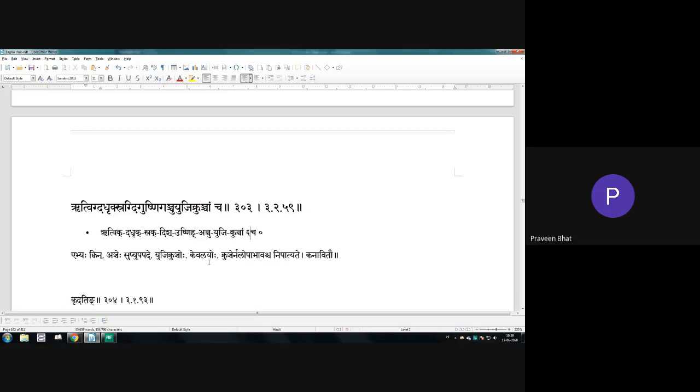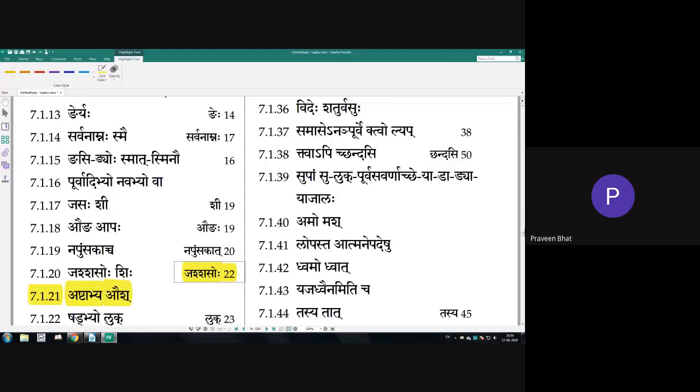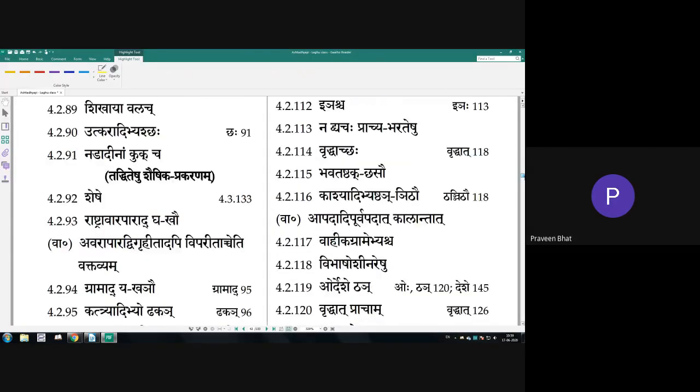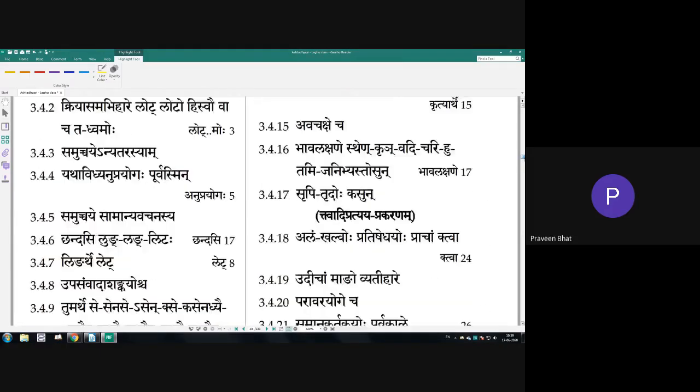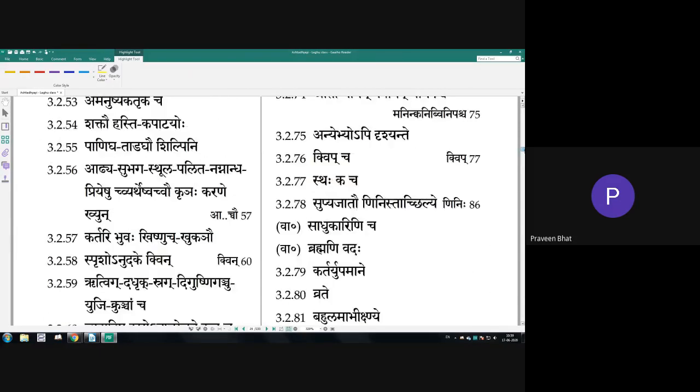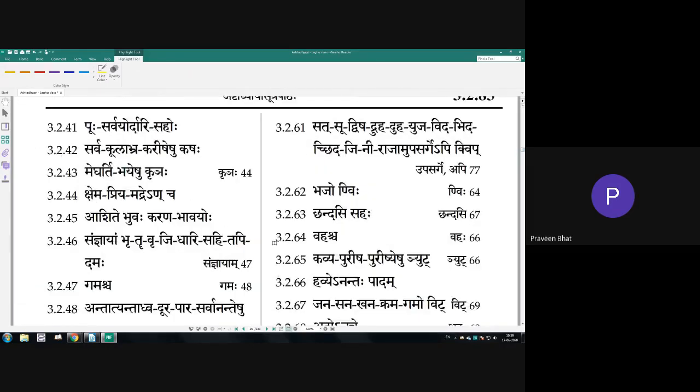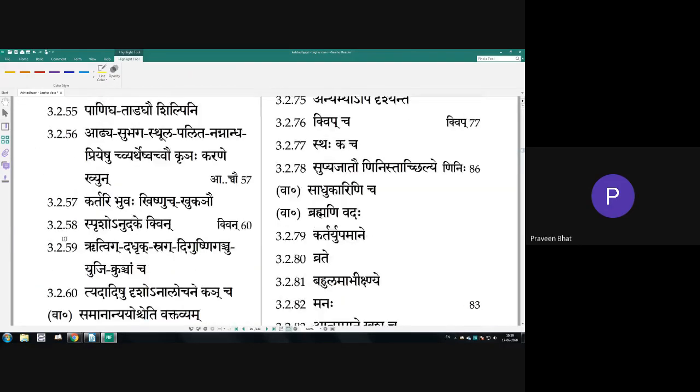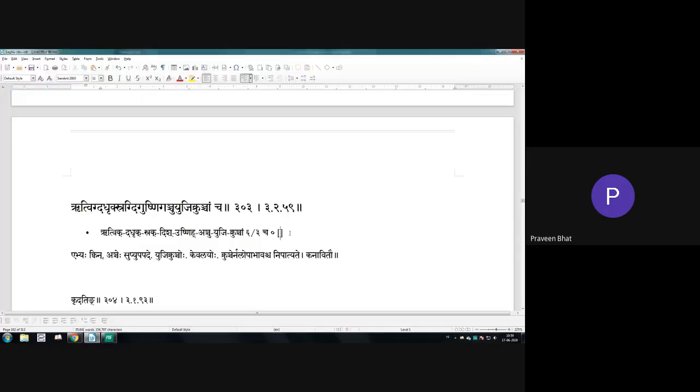We know Shashti Bahuvachana and Cha. That's all. What is happening? We don't know. 3.2.59. What does 3.2.59 say? The sutra Quin. Quin is the Adesha. Actually, Quin is a Pratyaya. But it will become Quinanta Pada after that. Quin is the Adesha here. Abhya Quin.